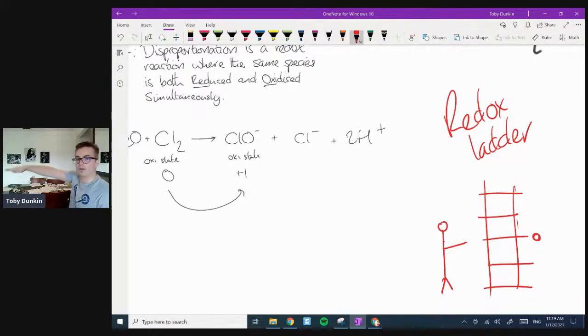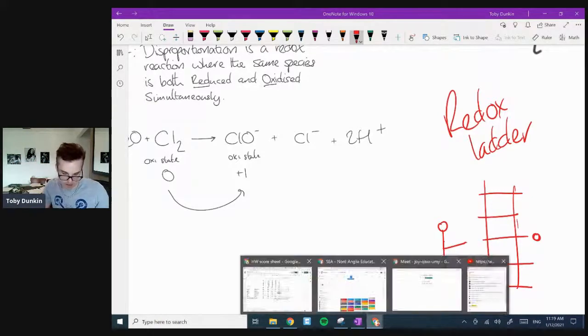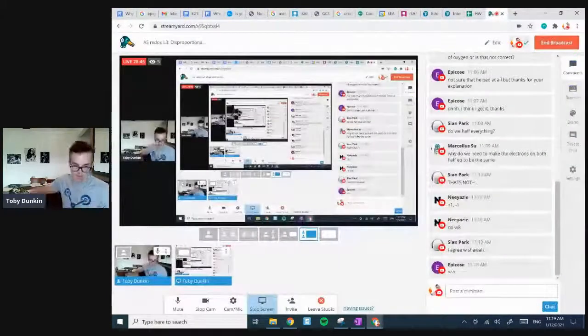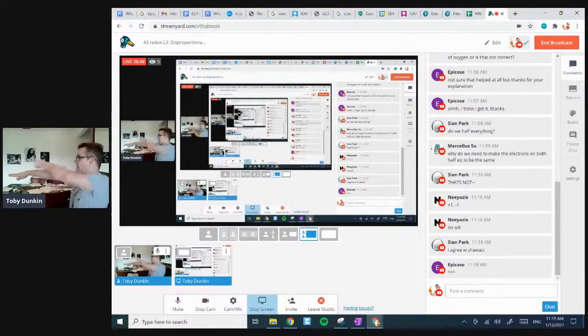So this is where I can't actually see what you guys are seeing, and it might be useful to see if it's working. So that there, this here is the oxidation state of 0.